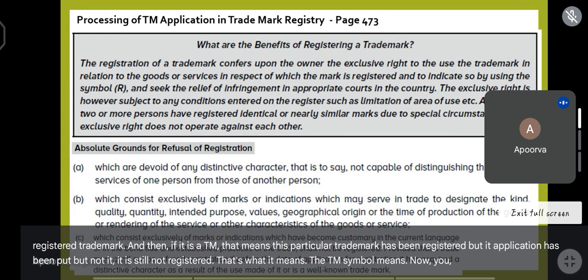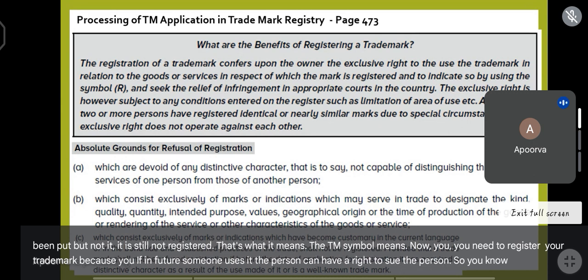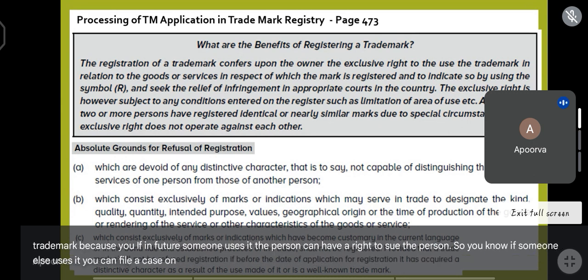Now you need to register your trademark, because if in future someone uses it, you have a right to sue that person. So if someone else uses it, you can file a case on them, and you can claim compensation.